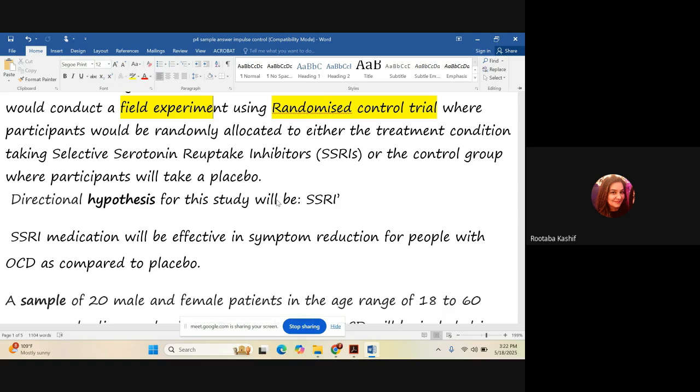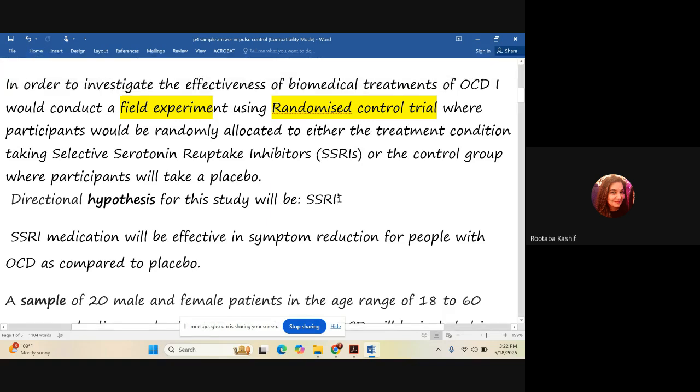So the directional hypothesis of this study will be, now what do you think is a directional hypothesis? Let's write it together. If I want to write a directional hypothesis or a non-directional hypothesis, or any type of hypothesis, what is the important thing that needs to be there? Both the independent and dependent variable and both the groups, and the direction needs to be mentioned. So how do you think we'll make a directional hypothesis for the study? Let's try and write it.